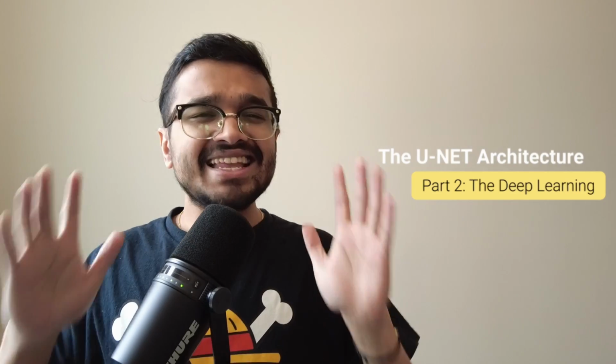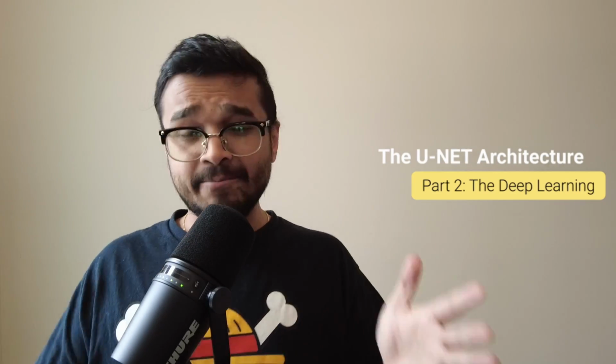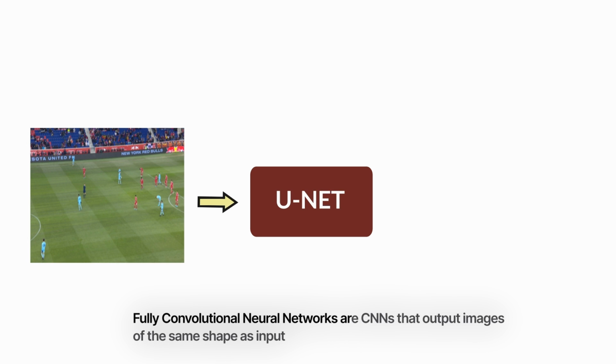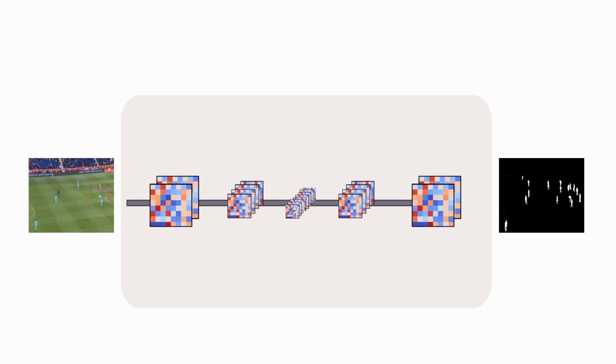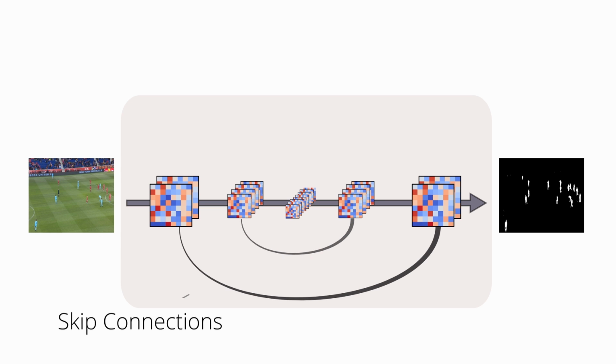In this next section, let's talk about the UNet model specifically in more detail. The UNet is a type of fully convolutional neural network, or FCNN. FCNNs are ConvNets that output images of the same shape or dimensions that it received as input. At a very high level, the UNet model uses convolutional layers to downscale the original image into smaller feature maps and then upscale it back to the shape of the original image. And during upscaling, they also use skip connections that directly use the intermediate feature maps from the downscaling phase.